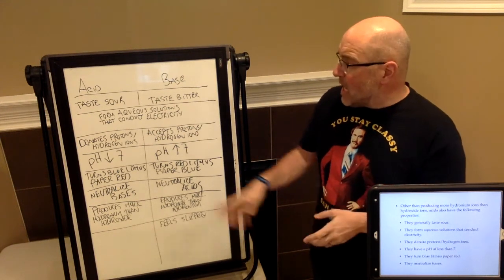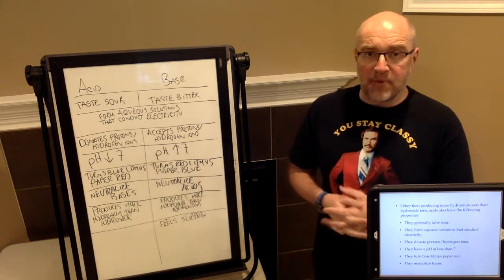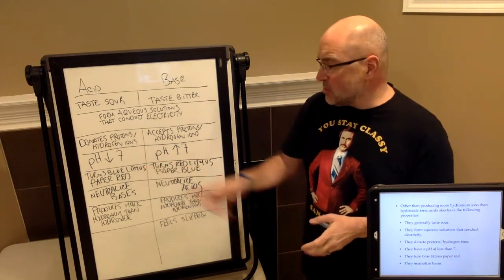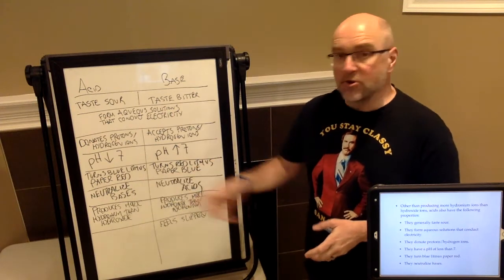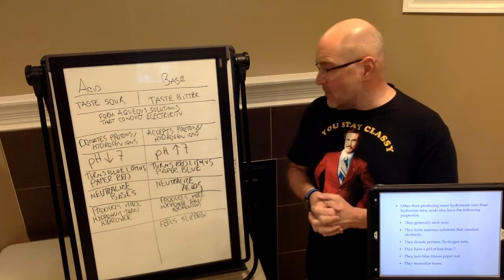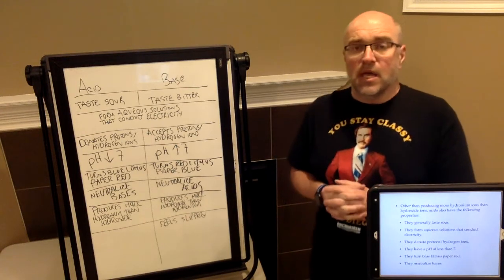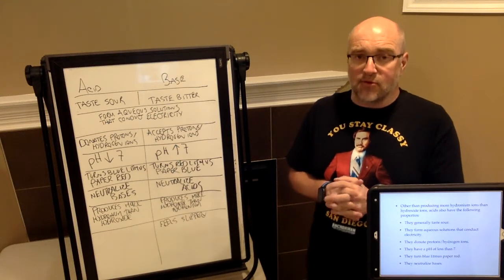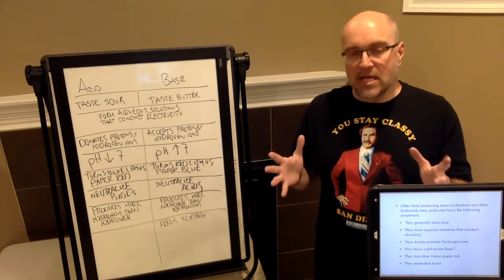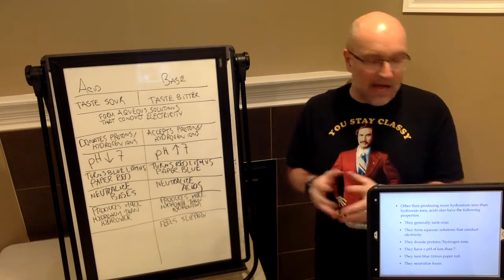Acids as well are going to have a pH of less than 7. They're going to turn blue litmus paper red. They're going to neutralize bases when they come in contact with a base. And they produce, as I've mentioned, more hydronium in a solution than hydroxide. That is one of the key distinguishing features of an acid when you add acid to water.